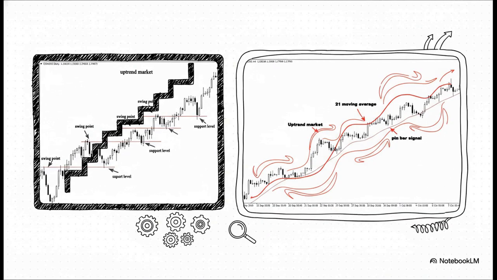And here's a fantastic visual to lock this in. See on the left, those are your classic static levels, like stair steps. But on the right, you see that curving line? That's a moving average acting as a dynamic support, literally flowing upwards along with the price. It's about using the right tool for the right job.